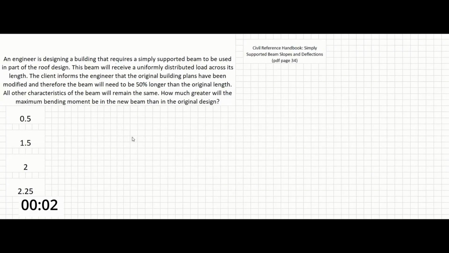Okay guys, in this problem, an engineer is designing a building that requires a simply supported beam to be used in part of the roof design. This beam will receive a uniformly distributed load across its length.